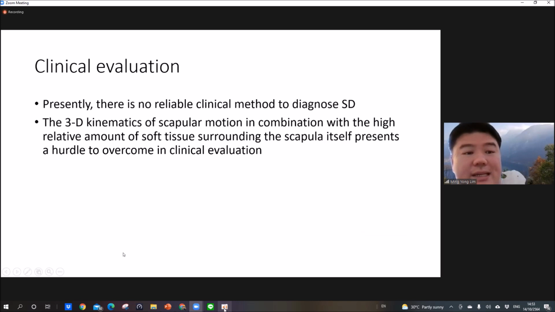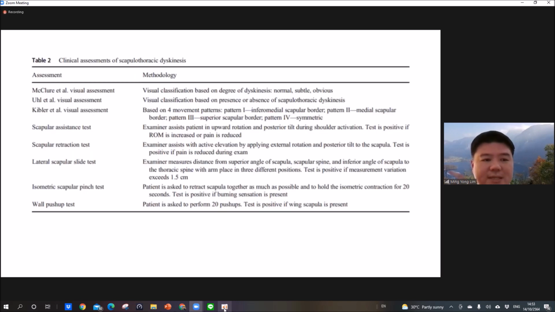So what is the clinical evaluation? There are no reliable clinical methods to diagnose scapulothoracic dyskinesia because of the 3D kinematics of scapular motion, and also there's a lot of soft tissue surrounding the scapula, and this makes it difficult for us to assess. So these are all the assessments and also the tests.